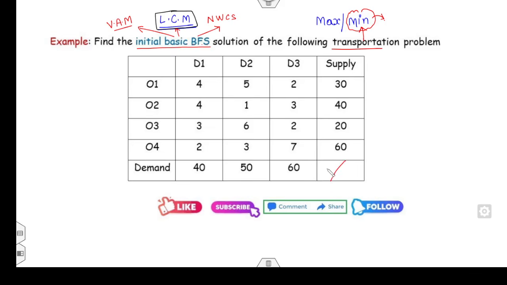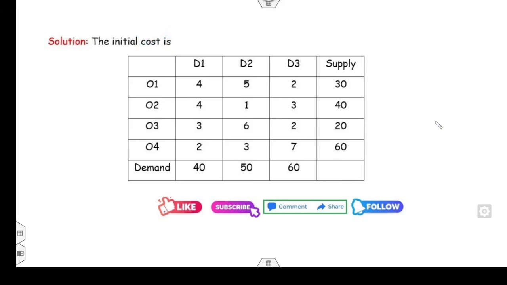What is the demand total? It is 150. What is the supply total? It is 70, 90 and 150. That means my problem is a balanced problem. Fine. Now, once it is a balanced problem, then how can we find the initial cost using the least cost method? Fine. So as the name suggests, your target is to find the least cost.